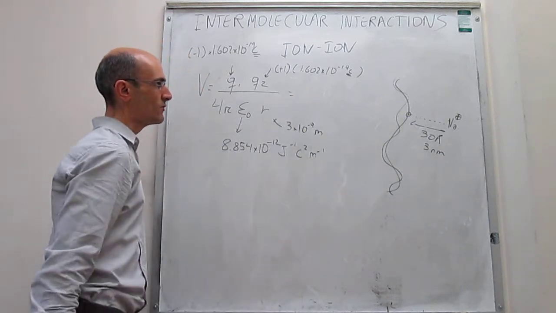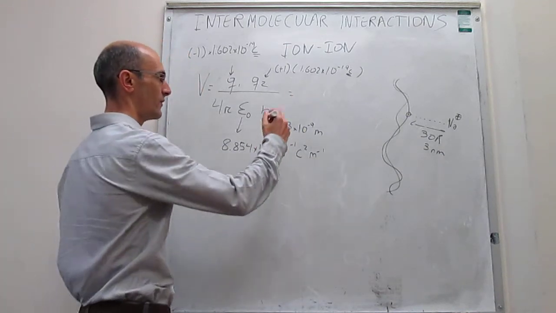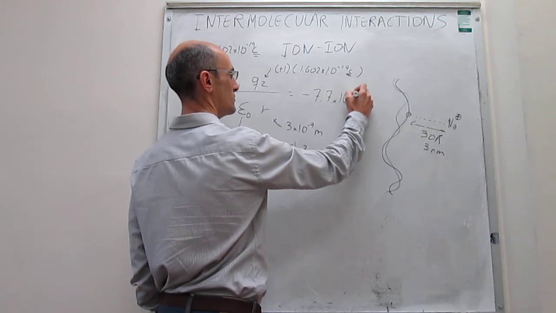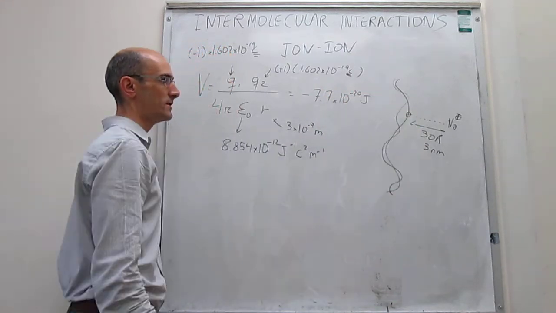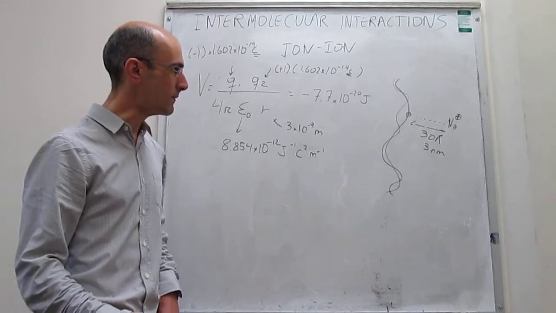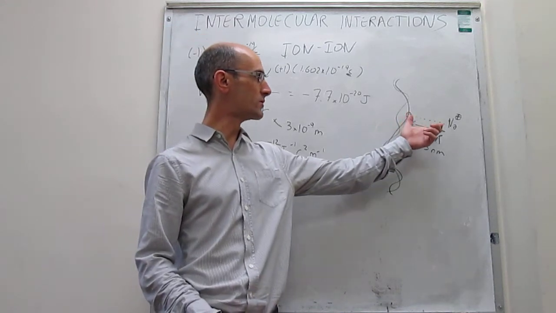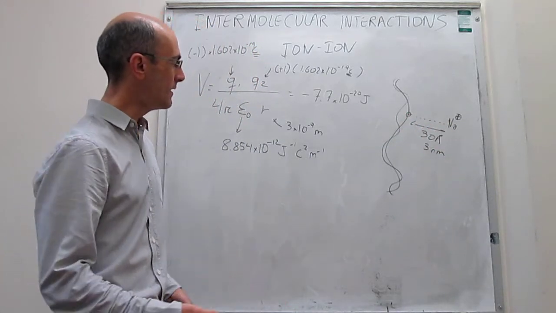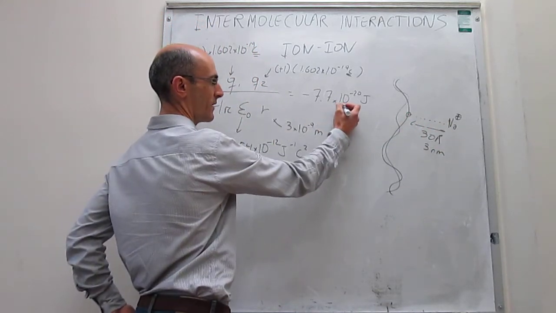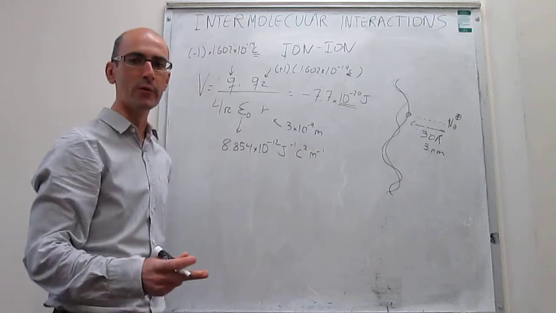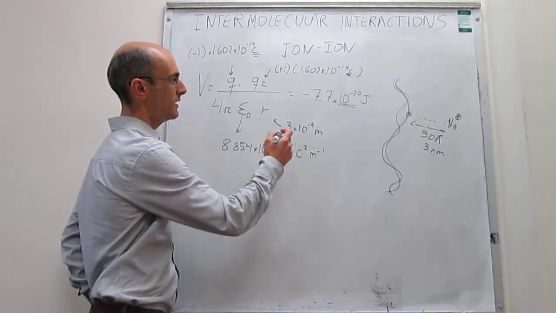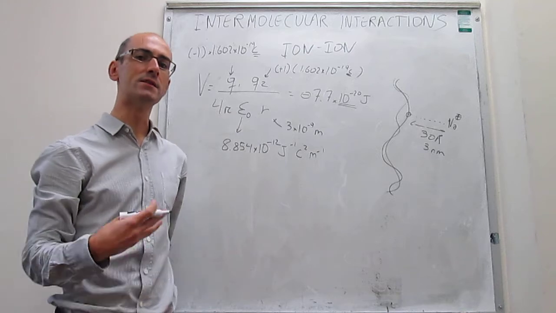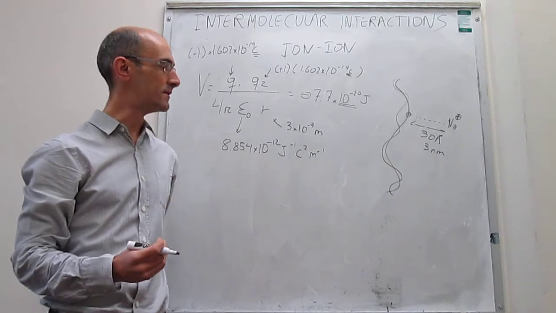When you plug all those things into your calculator, you find a number that is -7.7 times 10 to the -20 joules, which is a fairly small energy, as you can imagine, but that's because we're only considering the attraction of one negative charge with one positive charge. What's interesting is the order of magnitude. That's actually a moderately strong interaction. And the sign is negative, which means that this is something that is attractive. This is a stabilizing interaction.